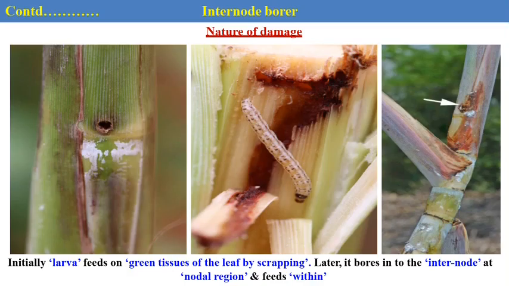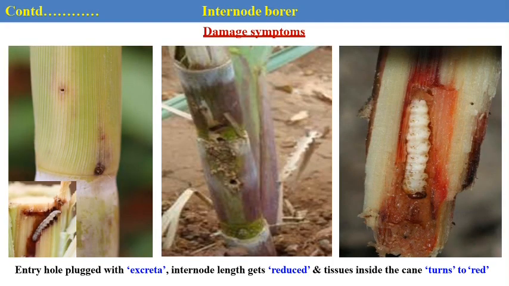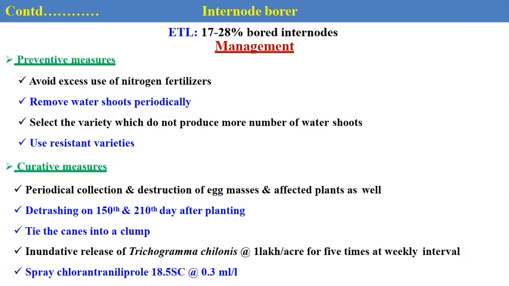Initially, the larva feeds on the green tissue of the leaf by scraping. Later, it bores into the internode at the nodal region and feeds on the contents of the internodes. And these are the infested canes due to the feeding. The entry hole is plugged with excreta. Internode length gets reduced and the tissue inside the cane turns red, meaning a reddening appearance.